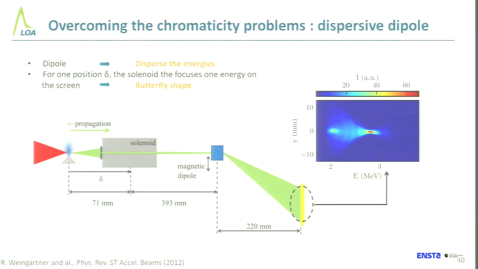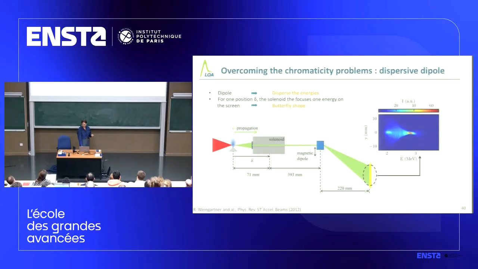So a little trick is to insert a dipole in the electron beam path. So we have our solenoid, the screen, which is a few tens of centimeters away, and the magnetic dipole, which is placed in between. The dipole will disperse the energy. It will disperse more the lower energies, and the higher energies will be less dispersed. And so if we look at the screen, each position on the screen will correspond to one specific energy. So we will have this type of butterfly shape with a pinch here for the energy which is focused.